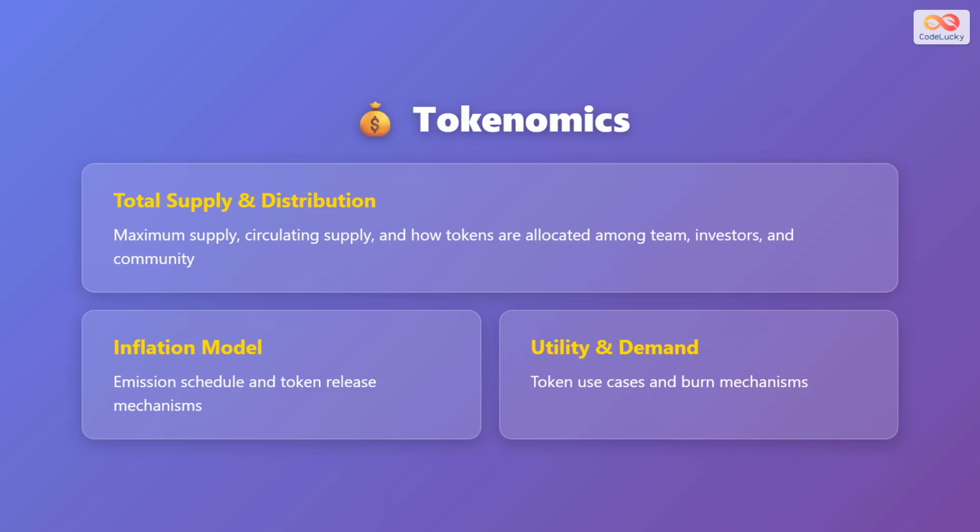Tokenomics, short for token economics, is crucial to understanding a cryptocurrency's value proposition. First, look at total supply and distribution. This includes the maximum supply, the circulating supply currently available, and how tokens are allocated among the team, early investors, and the community. Next, understand the inflation model, which refers to the emission schedule and how new tokens are released over time. Finally, assess token utility and demand drivers. What can you actually do with the token? Are there burn mechanisms in place that reduce supply over time? These factors significantly impact long-term value.